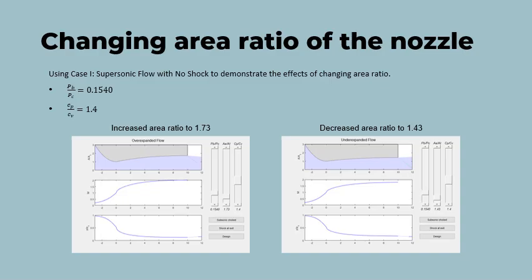Now, we perform an exercise where we modify the area ratio of the nozzle and observe its effects. We fix the pressure ratio at 0.154, similar to the no shock case, and the heat capacity remains 1.4. We consider two cases. In the first one, we increase the area ratio from our original 1.53 to 1.73, and in the second case, we decrease it to 1.43.